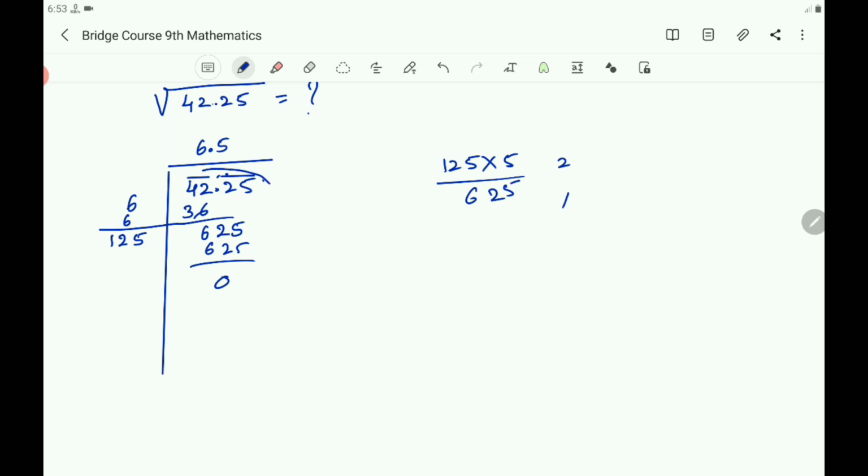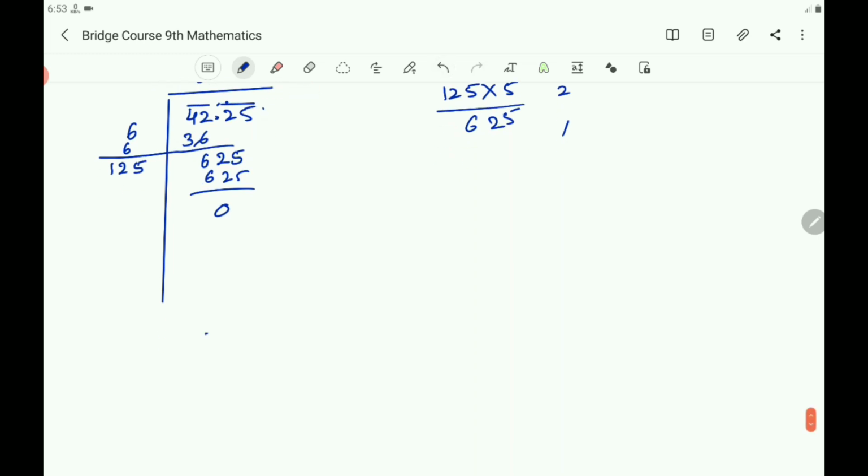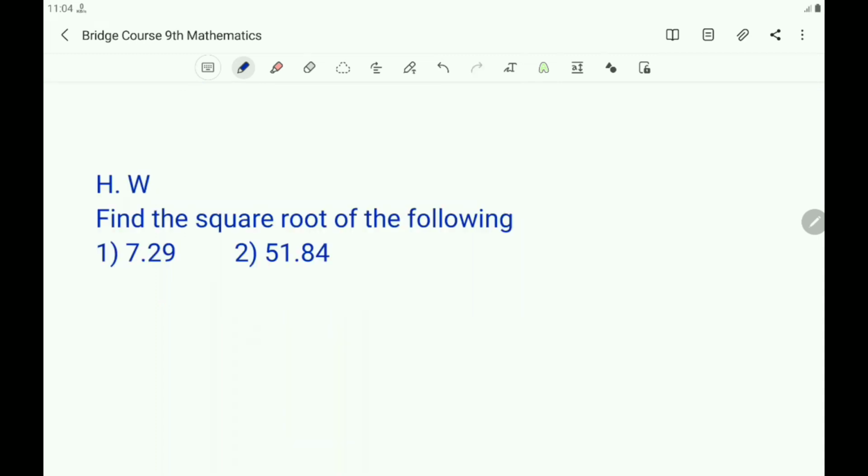So what is the square root of 42.25? That is 6.5. So you write therefore square root of 42.25 is 6.5. Here one thing you can observe, if there are 2 digits after the decimal point, in its square root you will get 1 digit after the decimal point. That is very important that you have to notice here.